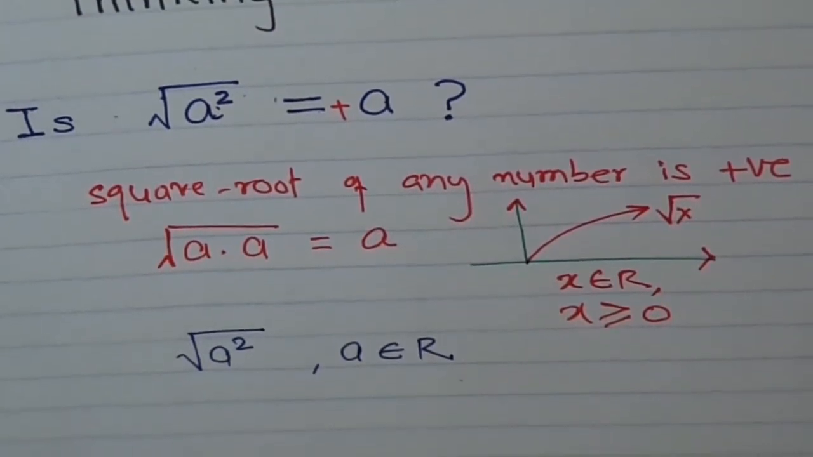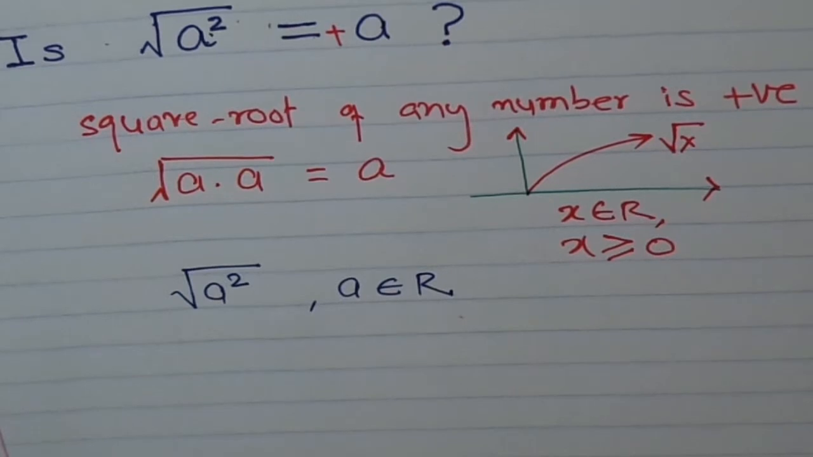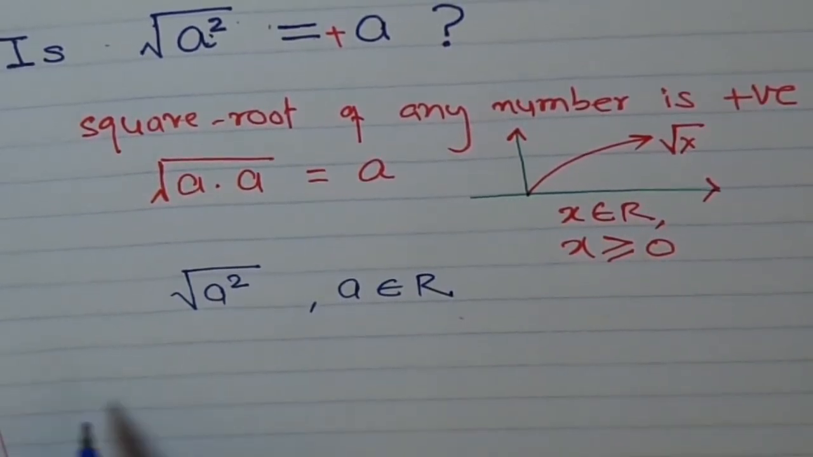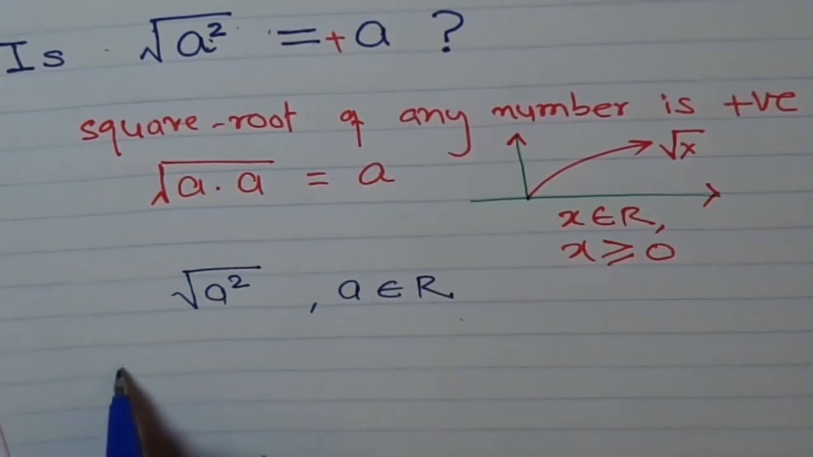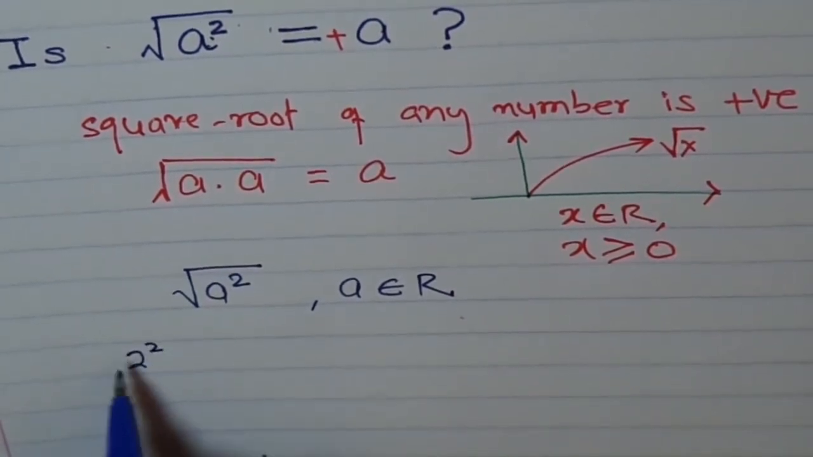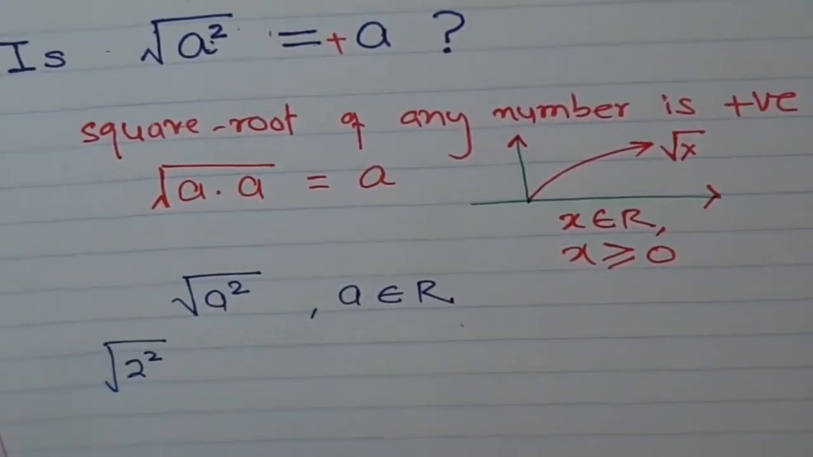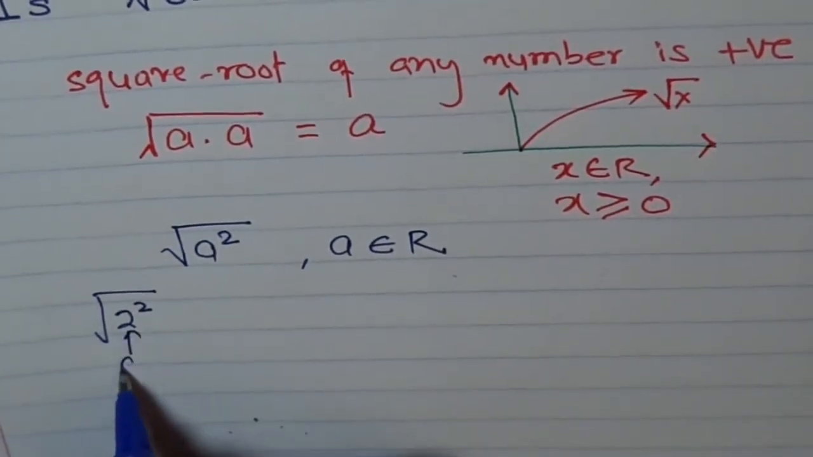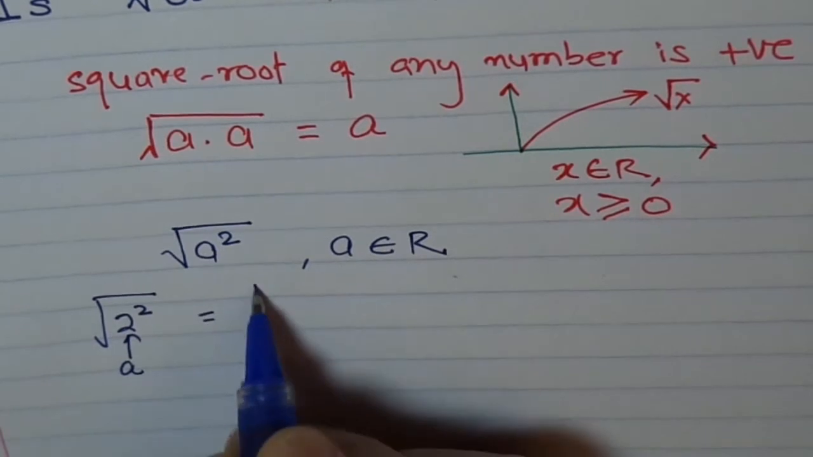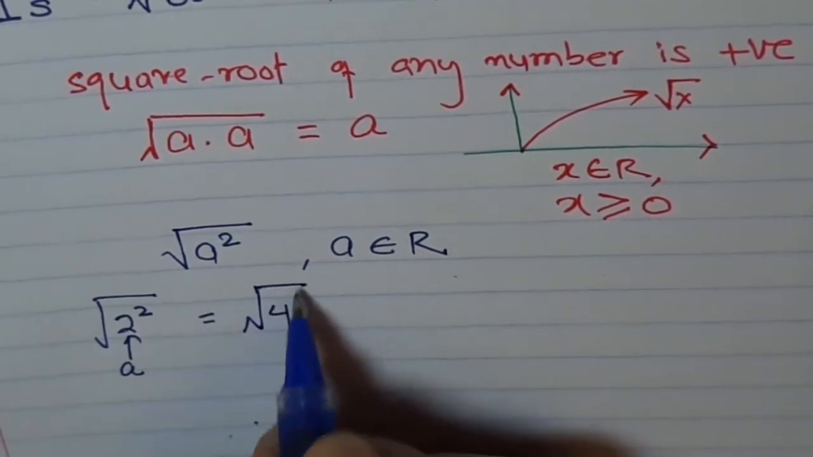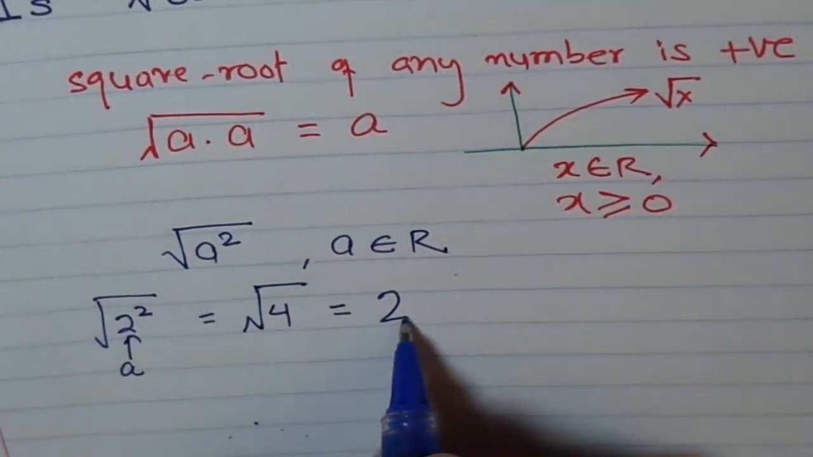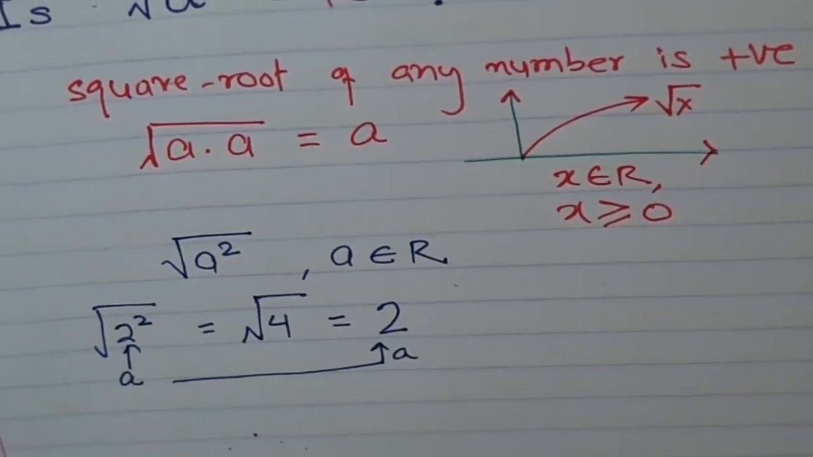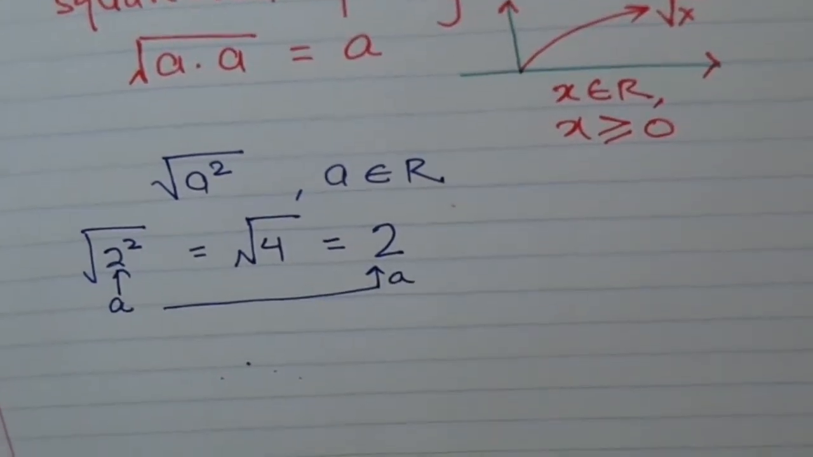Okay, let me take some concrete examples with both negative and positive values. Let's take 2 square, so a equals 2. In this case, what is our a? A is 2. 2 square is 4, and square root of 4 is 2. So we again get a. That's perfect.